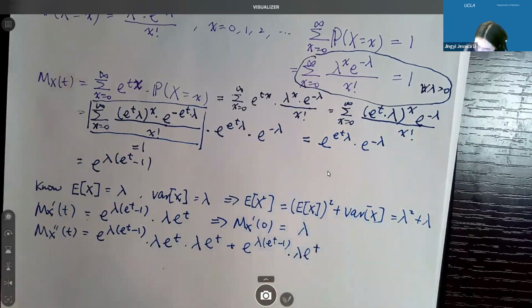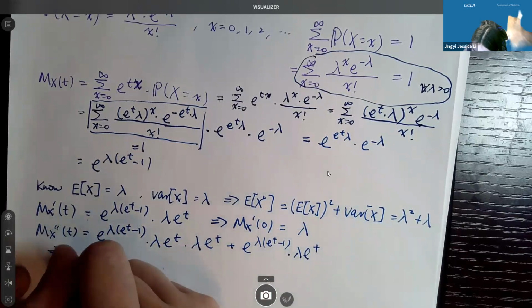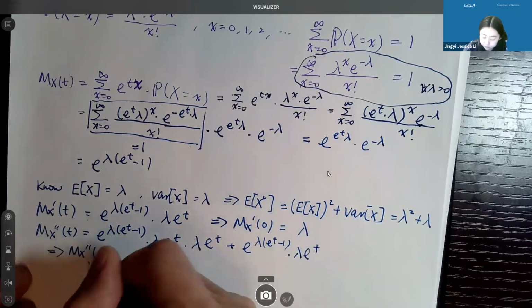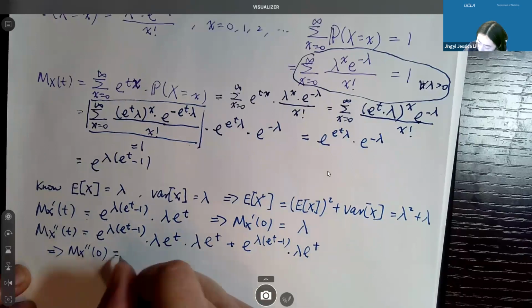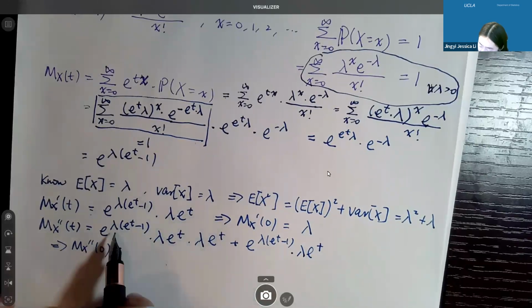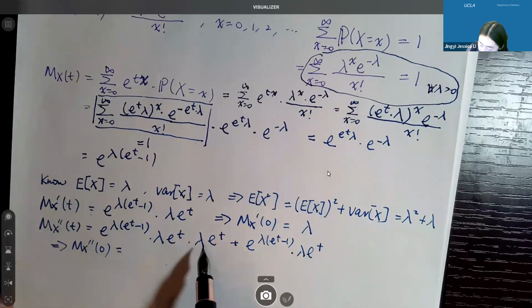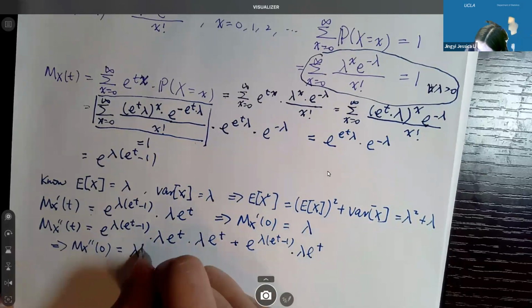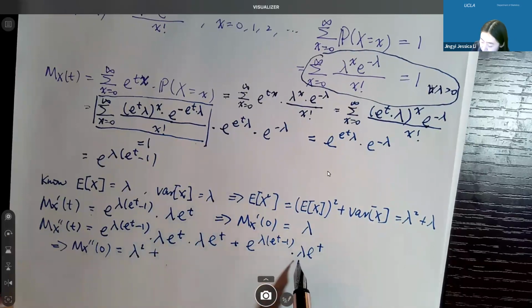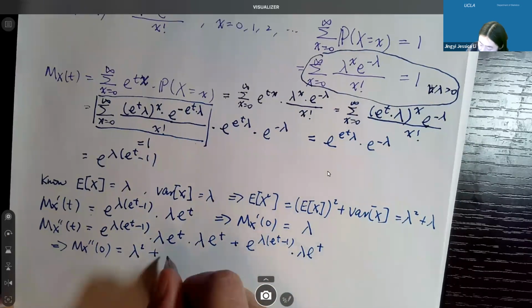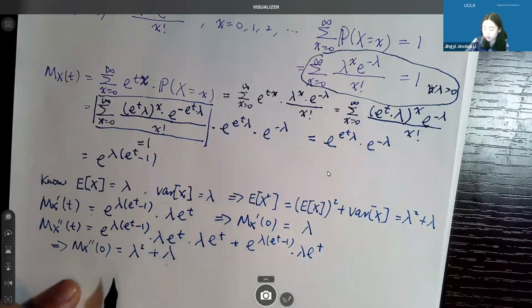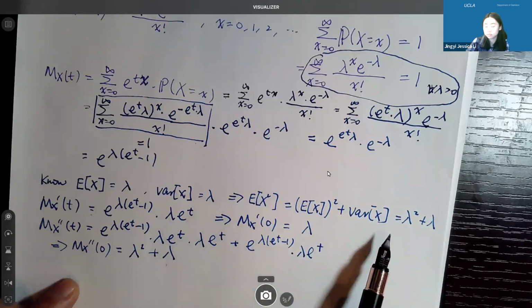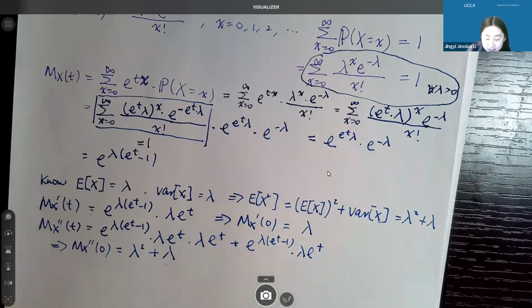Now let's evaluate the second derivative at t equals 0. So let's see what we have. When t equals 0, this term is 1, this term is lambda, this term is lambda. So I have lambda squared. And the second term here, when t is 0, I have lambda. So you see, it agrees perfectly with what I derived based on my knowledge. Again, this example confirmed that the moment generating function indeed gives me the correct moments.